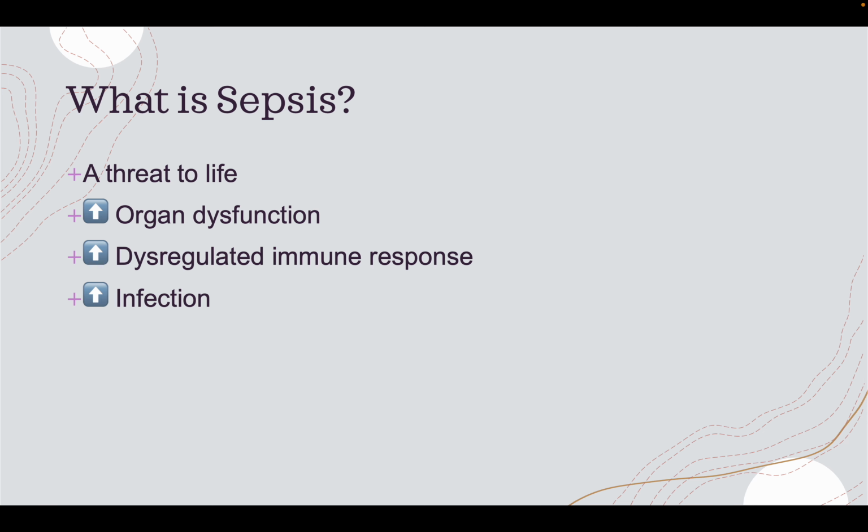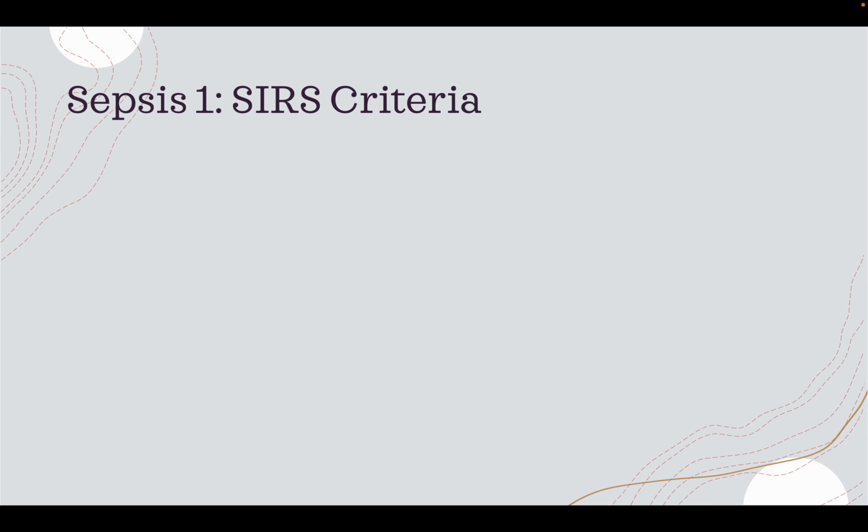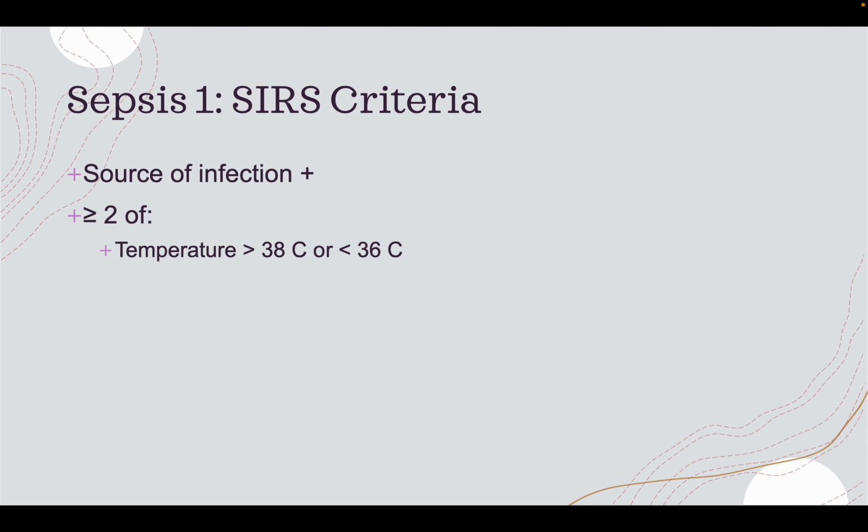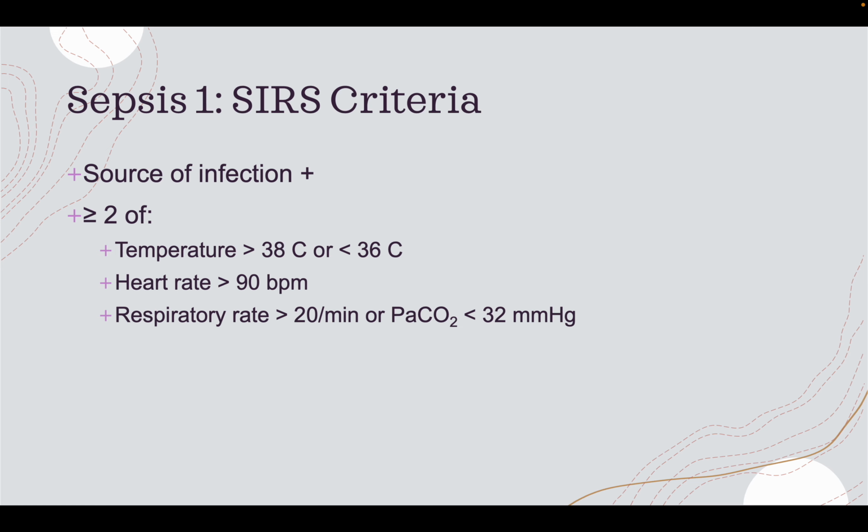Welcome to sepsis. We've made several attempts to really formally define this over the years, the first of which is called Sepsis 1 from the early 1990s. It uses something called SIRS criteria. So to meet this definition of sepsis, you need a source of infection plus greater than or equal to 2 of temperature greater than 38 or less than 36, heart rate greater than 90, respiratory rate greater than 20, white cell count greater than 12,000 or less than 4,000, or bands greater than 10%. And then the respiratory rate has this PaCO2, but that doesn't get used very often.